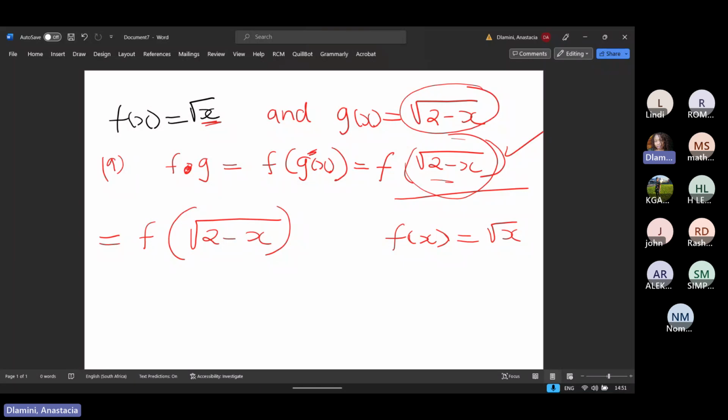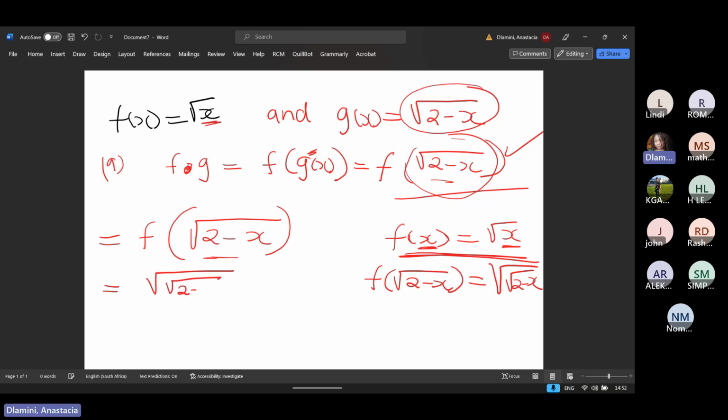So now here it says where I see x, I don't put x anymore. I put square root of 2 minus x. So I go to f, this is my f. Where I see x, I put square root of 2 minus x. So this becomes square root of square root of 2 minus x. Okay. Yes.